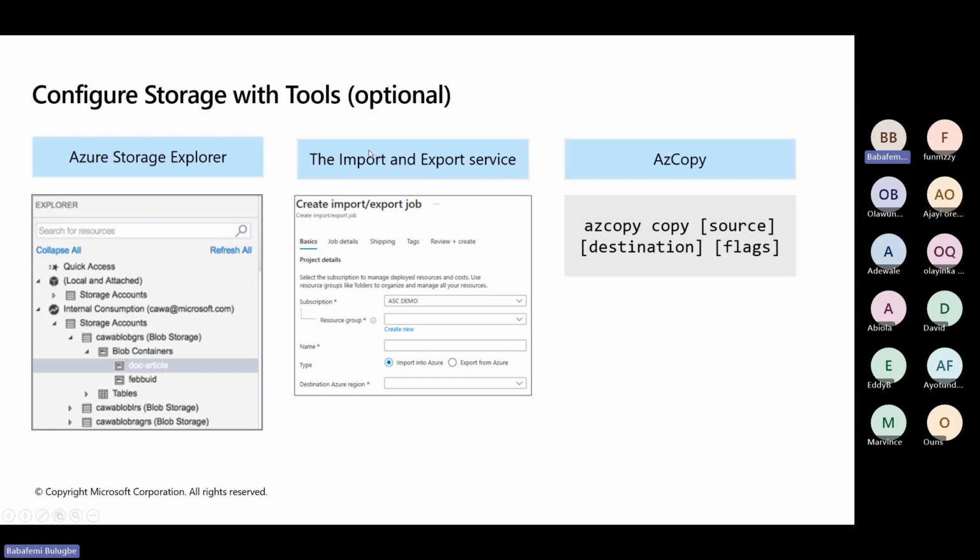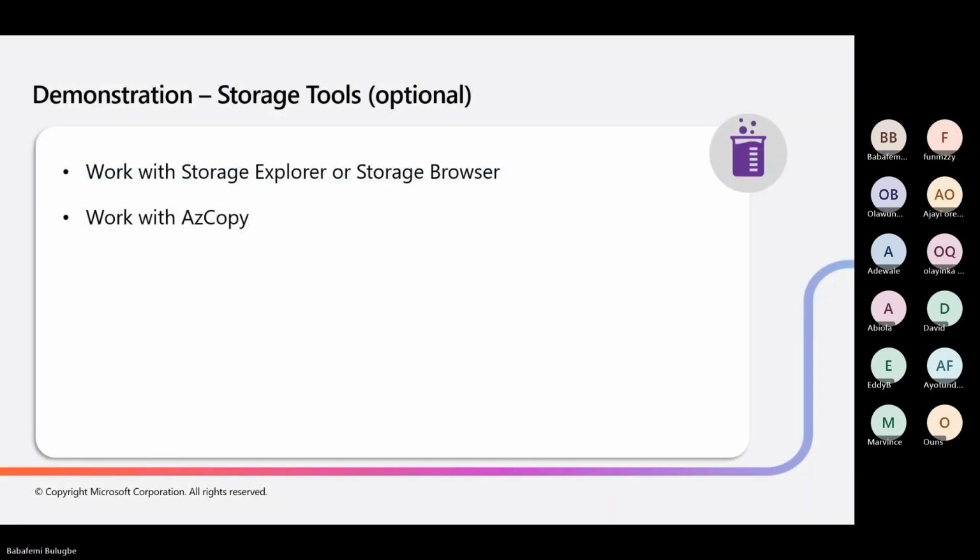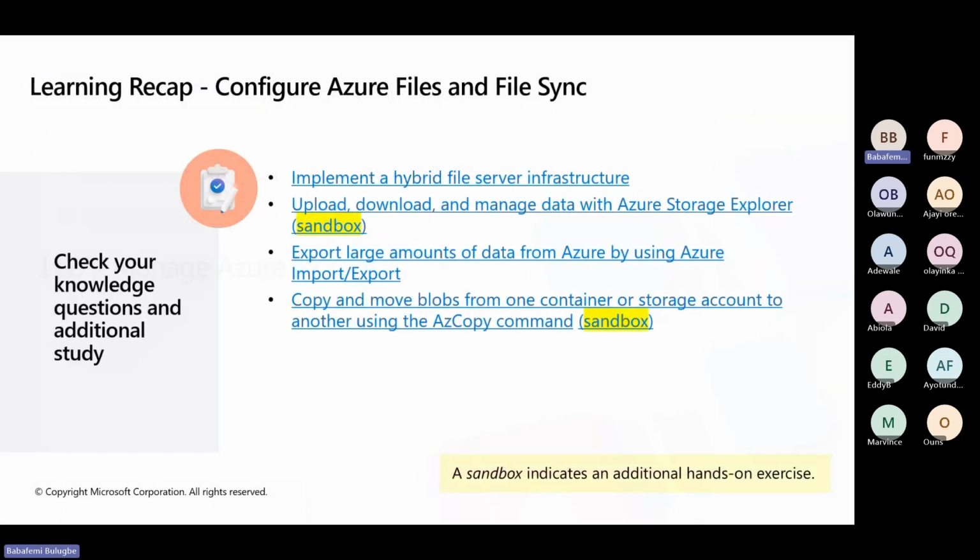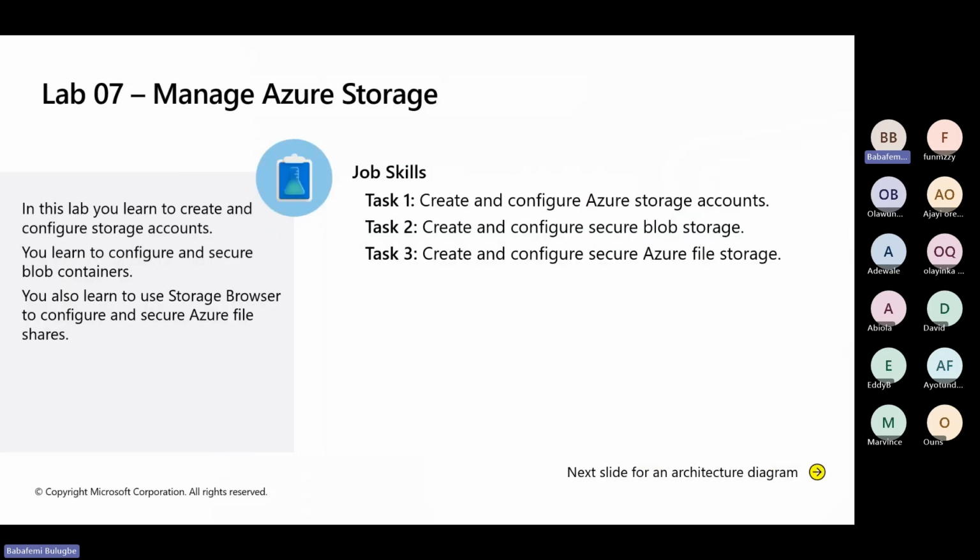And we can have the import and export service also, if you want to import anything into Azure, or export anything from Azure. Then if you want to take advantage of the CLI, you can use what we call AzCopy, to copy files from one source to another destination. This is optional. Okay, let's take advantage of this. This is just talking about some of the labs.